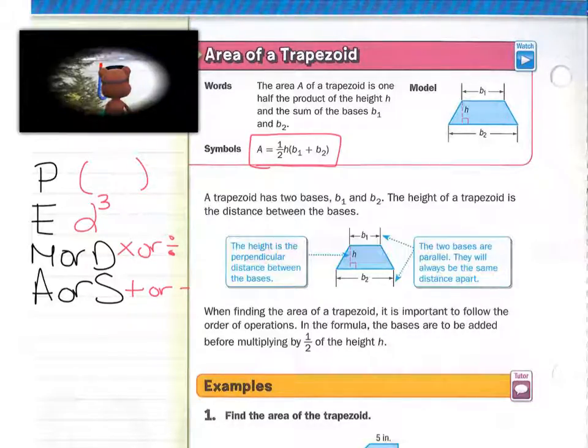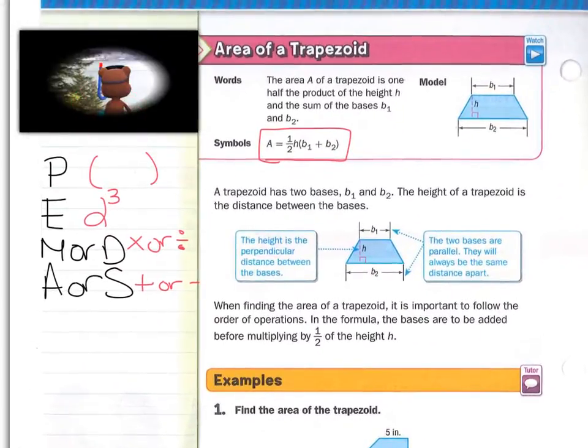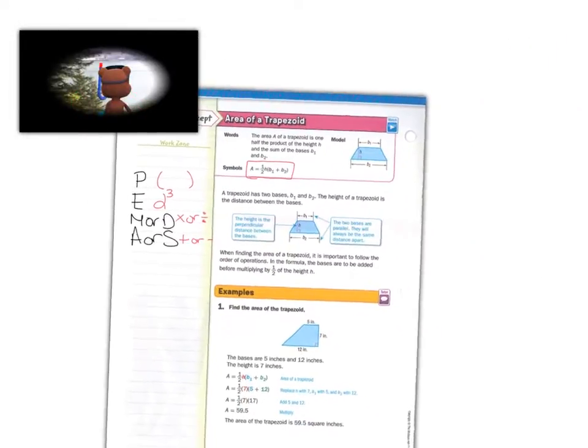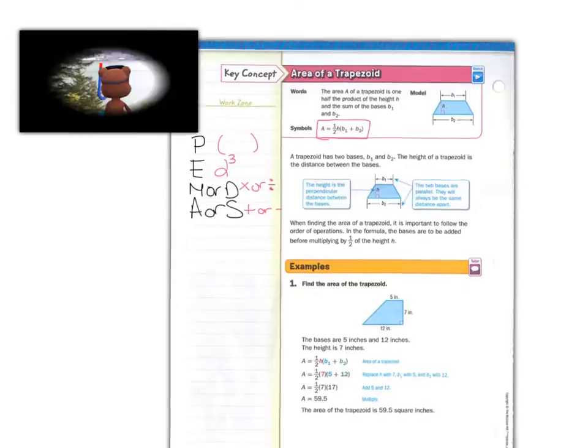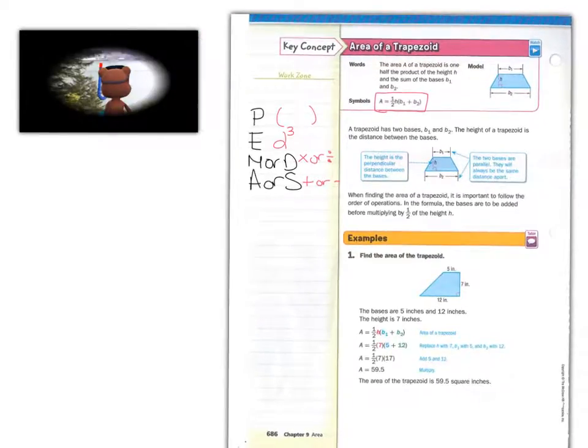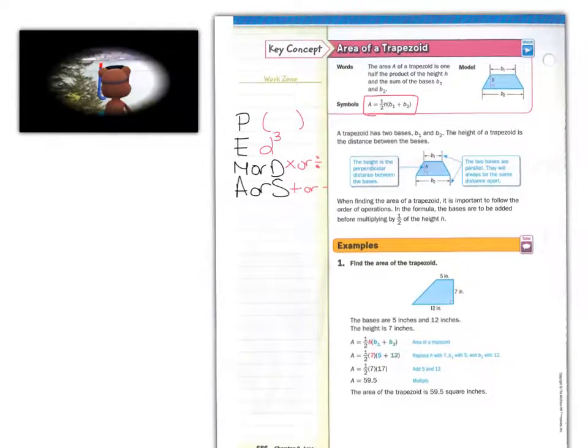Let's look at an example. Oops, let's see, I don't want to do that because I don't want to mess up your order of operations there. So let's just move this over here and then look at an example. Okay, let's find the area of this trapezoid. You can see that it has a height of 7, base 1 of 5, base 2 of 12.